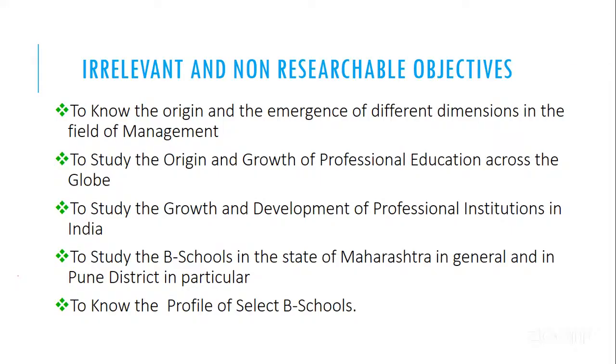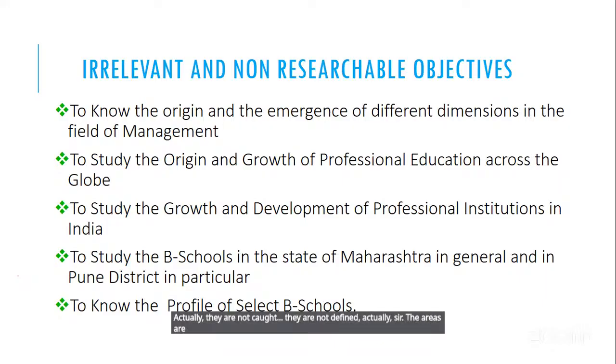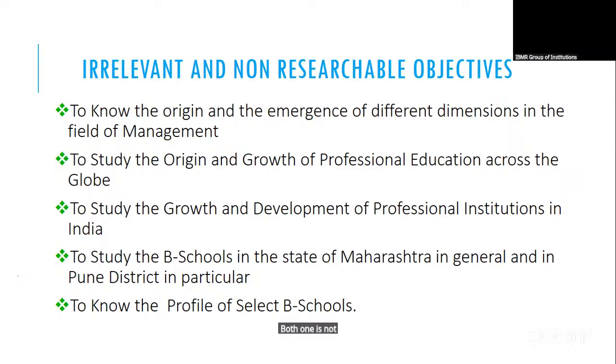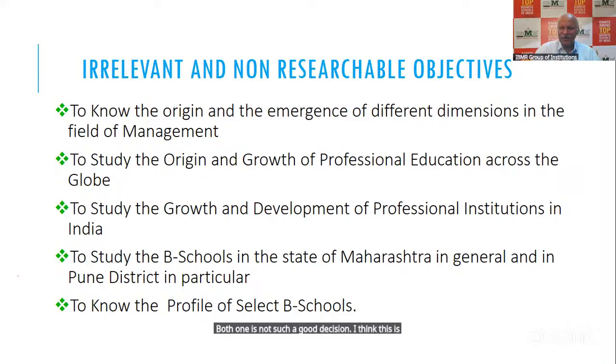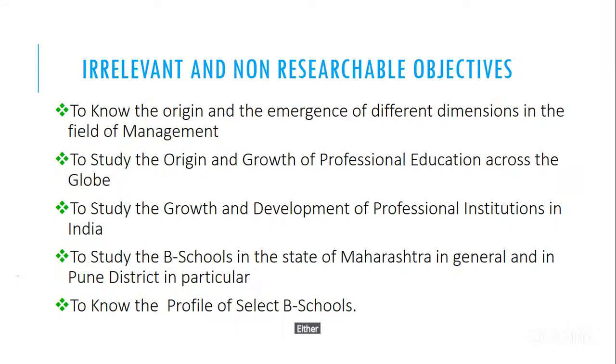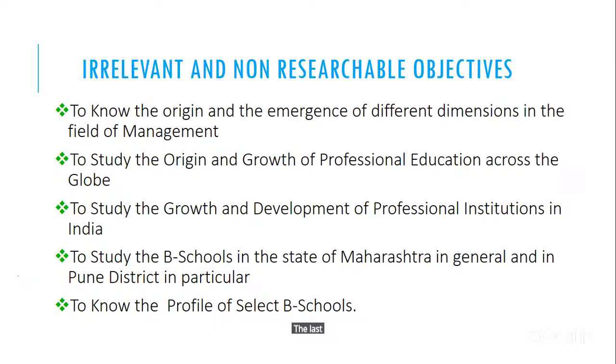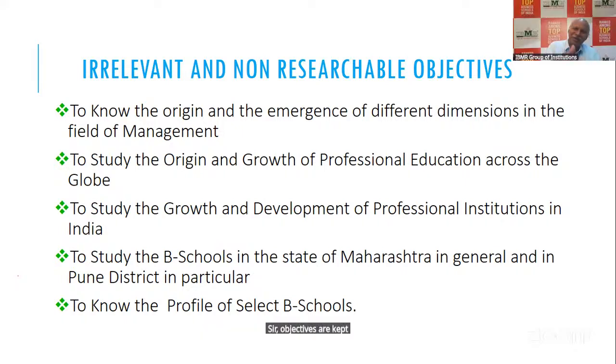Yeah, please see. To know the profile of the student, they will not give us any defined category. The areas are quite ambiguous. The fourth one is not a research objective. Either one part or the other is actually problematic. Last, no, the last objective will not give us any insight. Sir, objectives are kept like this only, in n number of cases, like this only.